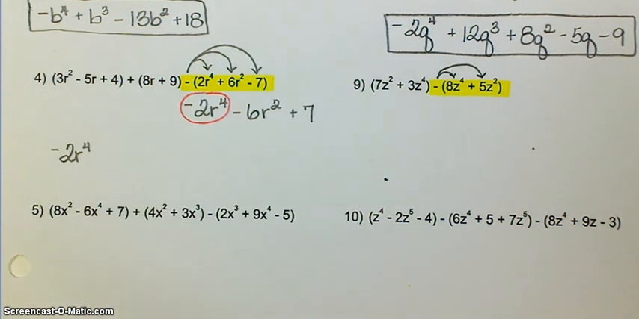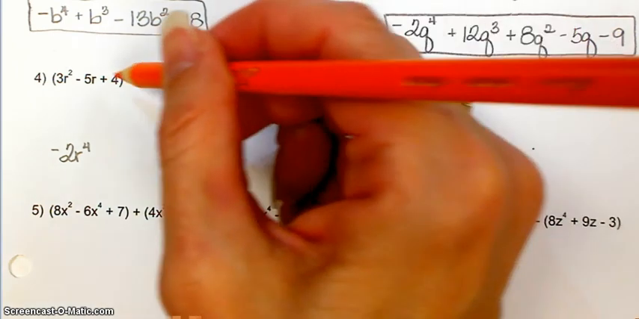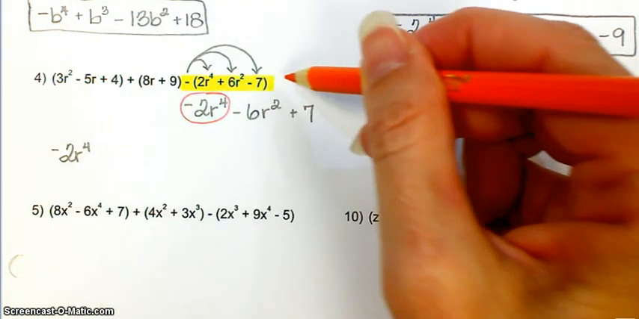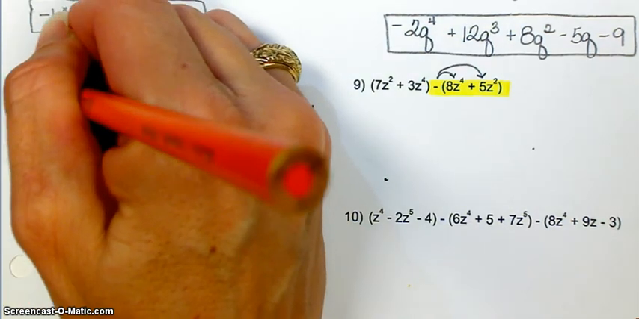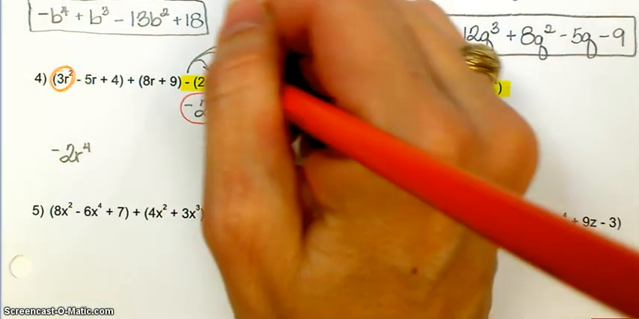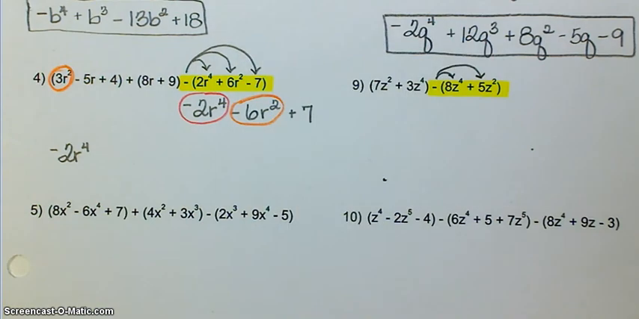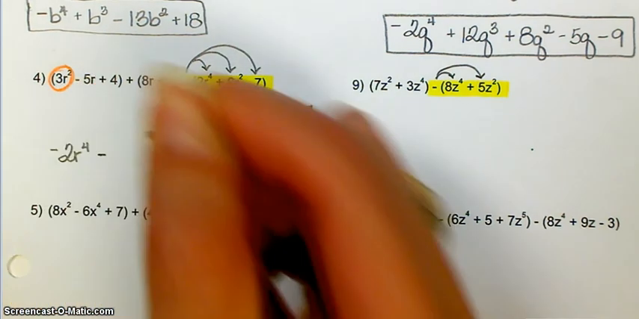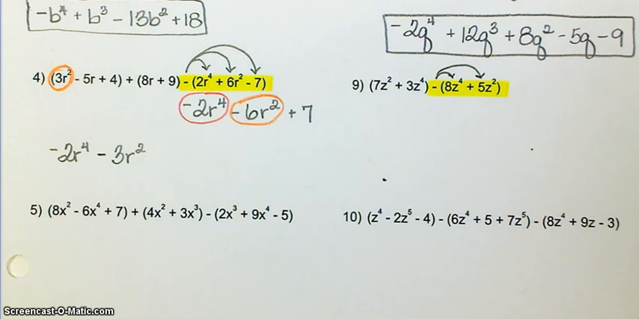Yep. Okay, so we start off with negative 2r to the 4th. Then we drop down 1 degree. Do we have anything to the 3rd? Nope. Okay. So to the 2nd power, we have a positive 3r to the 2nd, and we have a negative 6r to the 2nd. 3 minus 6r to the 2nd is negative 3r to the 2nd power. We good?